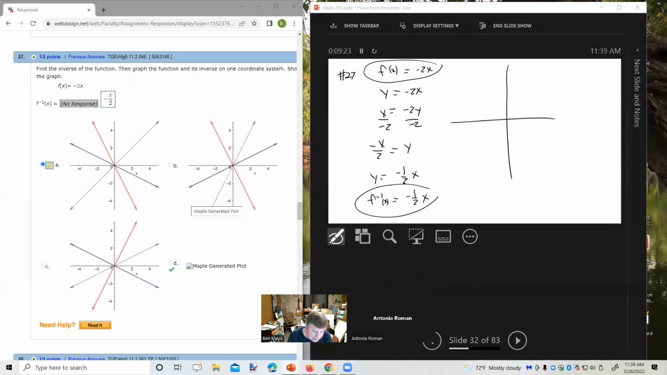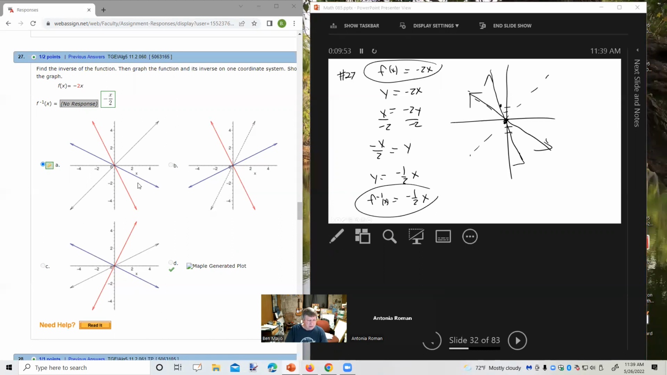What would that look like? That would go through the origin, and it would have a slope of negative 2. So it would kind of look like that. Didn't quite make the origin. And then negative 1/2 x would look like, let's see, what would that look like? That would look like this. Okay.